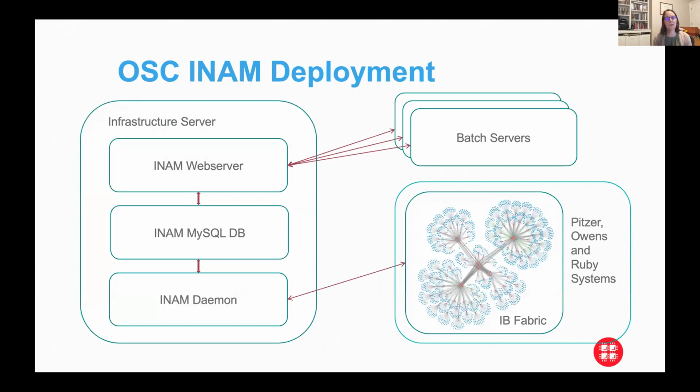For our deployment, we have INAM deployed on one of our infrastructure servers, so it's not on a login node or anything. It's on one of our staff-only servers. It connects to our batch servers, and it connects to the clusters to read the switch counters. It has 3 components: the web server, which is the user interface, the database, which we'll talk a little more about, and then the daemon that collects the statistics.